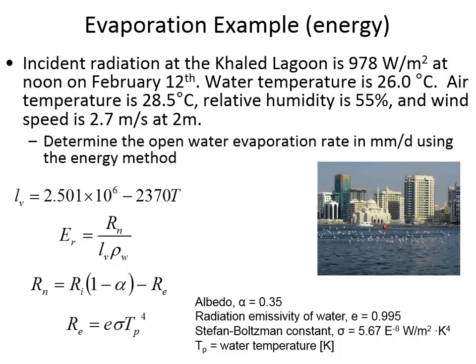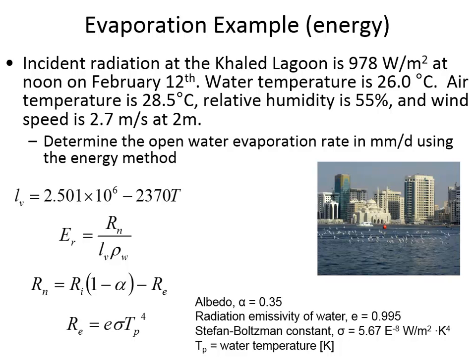All right, we've got that the albedo is 0.35. The emissivity of water, this is a constant that we can look up. It's called the radiation emissivity of water. The Stefan-Boltzmann constant is 5.67 times 10 to the minus 8 watts per meter squared times Kelvin to the 4th. And that's another constant that's worked into most of the methods for estimating evaporation.